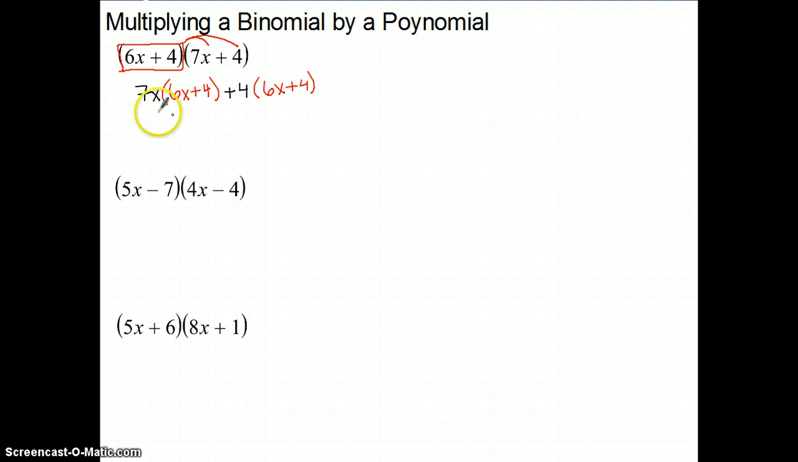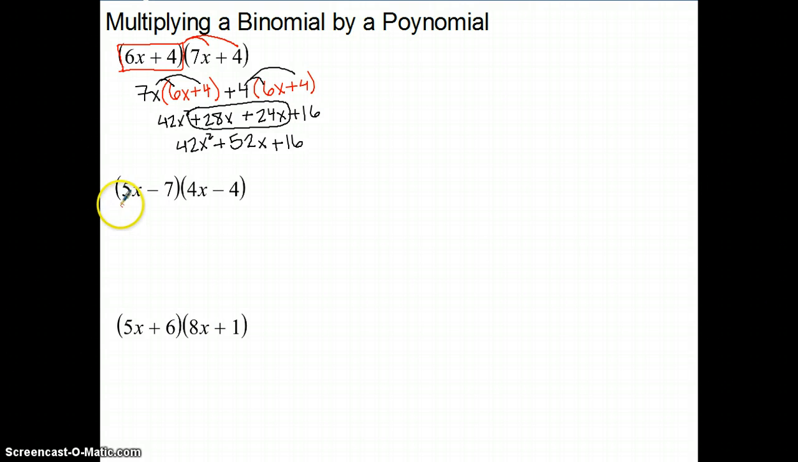From here, I can distribute my 7x. 7x times 6x is 42x squared. 7x times 4 is a positive 28x. Plus, I'll distribute my 4 to get 24x plus 16. I now have 42x squared, and since these two terms in the middle are like terms, I may add their coefficients. 28 plus 24 is a 52x, so positive 52x plus 16. And we leave it because we cannot simplify further.